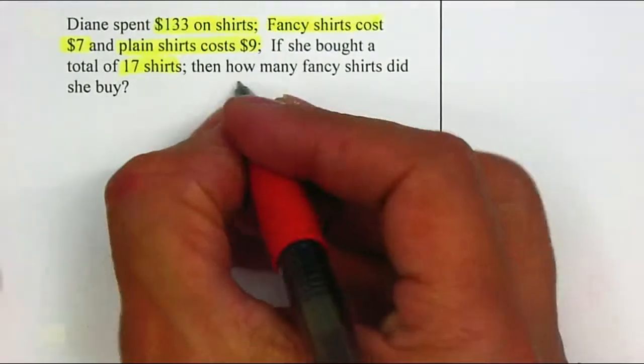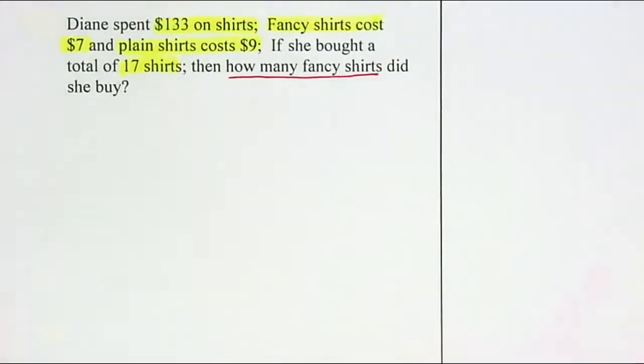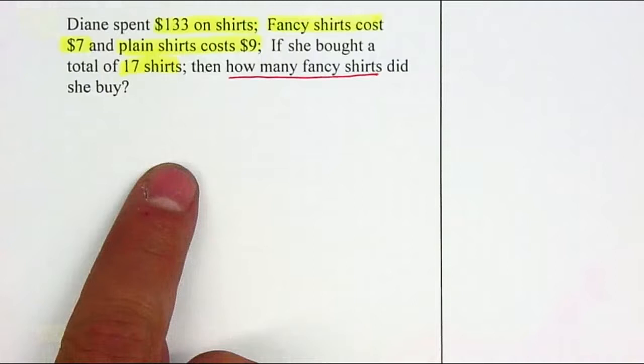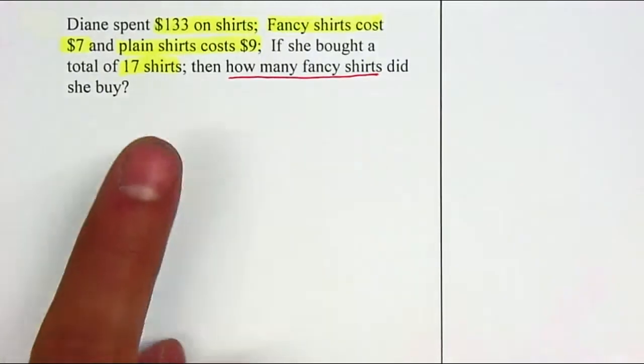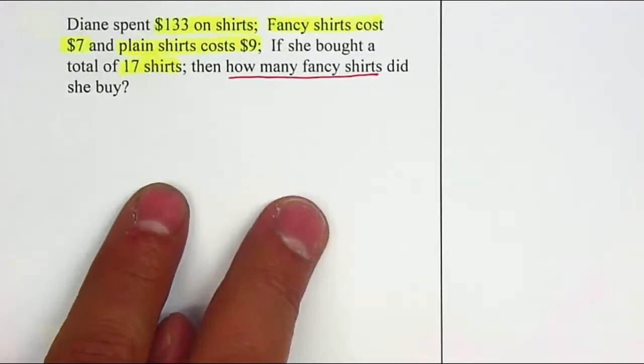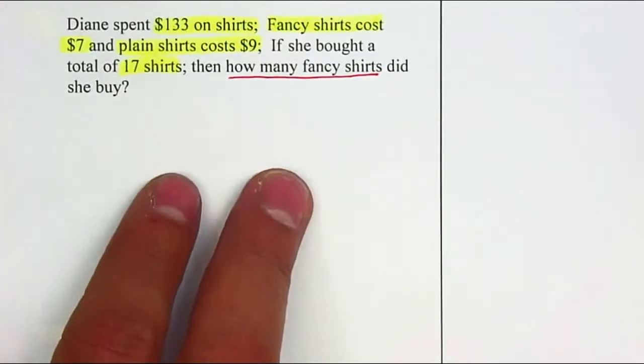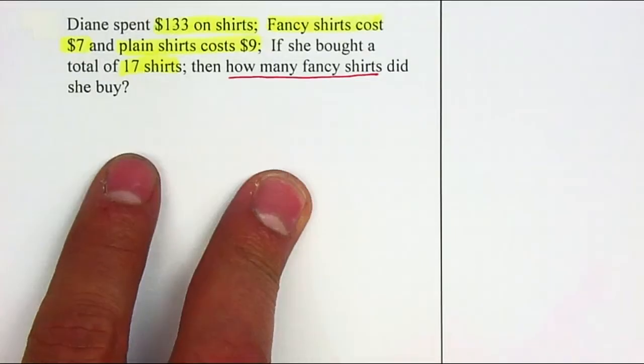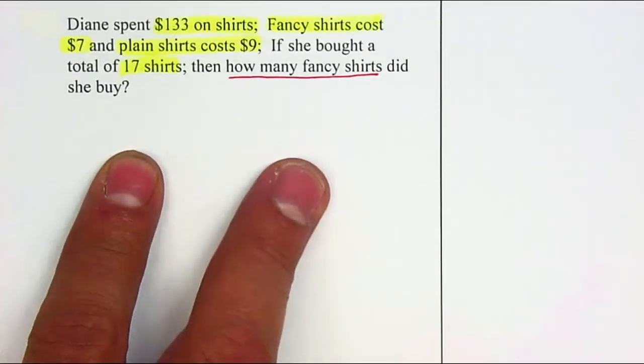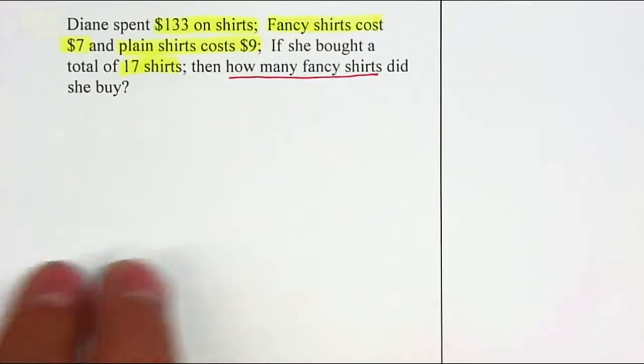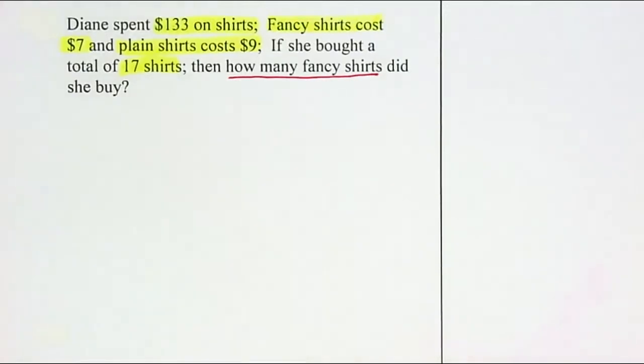So we're looking for how many fancy shirts she bought. In this type of problem, we have two items, fancy shirts and plain shirts. So we have two items that we don't know. We don't know how many fancy shirts she bought, and we don't know how many plain shirts she bought. Therefore, we're going to have a system of equations.